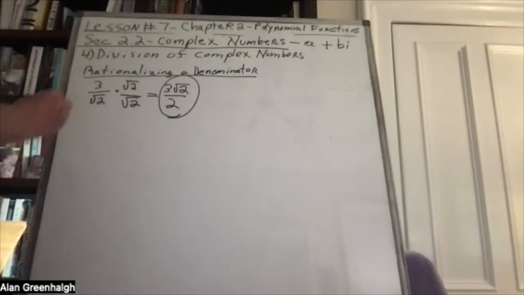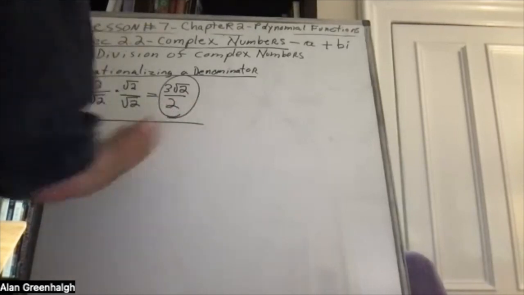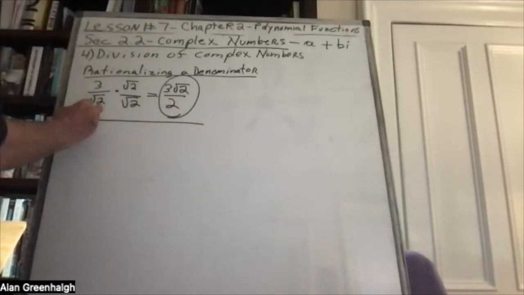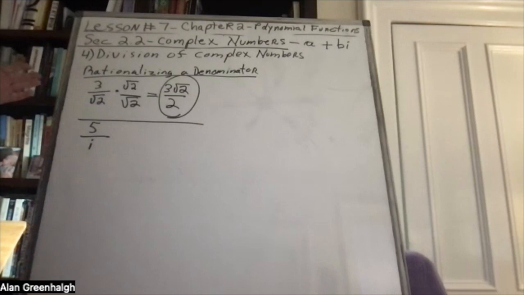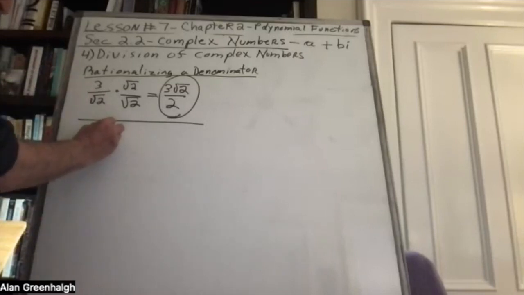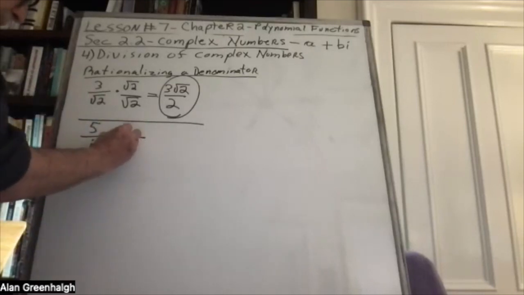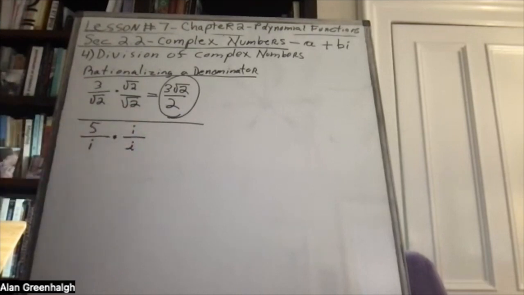The same is true with imaginary numbers. If you have something like 5 divided by i, again, mathematicians do not want to have to deal with an imaginary number in the denominator any more than they want to deal with an irrational number in the denominator. So once again, they multiply by i divided by i.